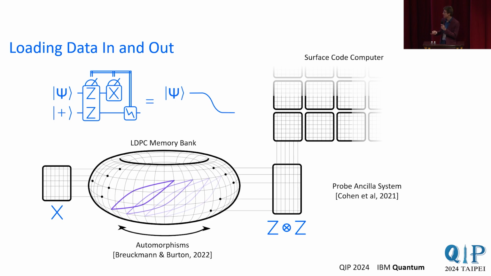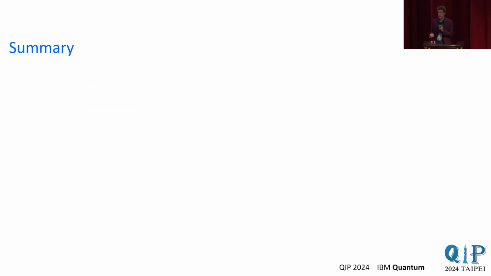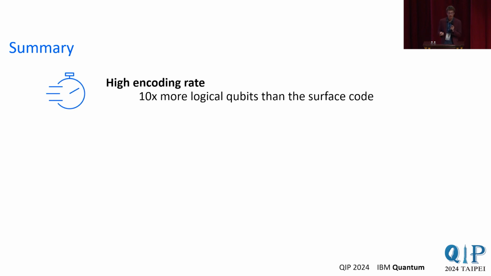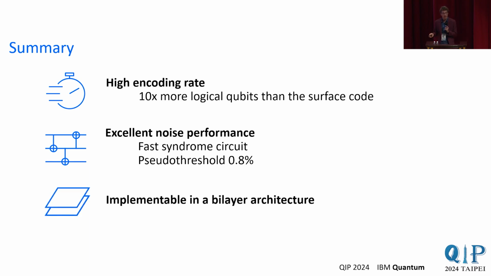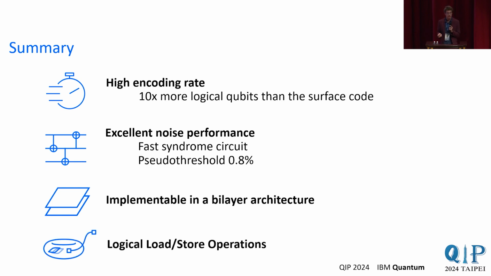So let me conclude. We have shown a quantum error correction code that has a very high encoding rate. It has a factor of 10 fewer physical qubits than the surface code for the same number of logical qubits. It has a fantastic noise performance that rivals that of the surface code, stemming from the design of this fast syndrome circuit that exploits the structure of the error correction code. And it has a high pseudo threshold, a break-even point where error correction becomes useful, that also compares well with that of the surface code. It should be physically realizable given only a few more hardware primitives, since it is embeddable in this bilayer architecture. And finally, we've shown how to extract and how to read logical data in and out of this code, therefore allowing it to function as a logical memory bank.